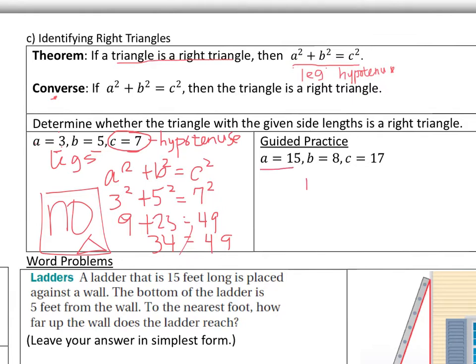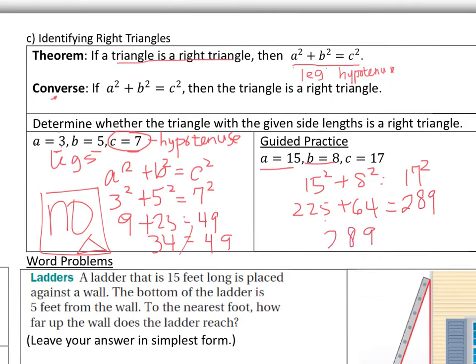Okay, A is 15, so 15 squared, plus B is 8 squared, equals 17 squared. 225 plus 64 equals 289. You can go ahead and add the left-hand side, and they are equal. So here we have a right triangle. Yes, right triangle. Here we should draw a right triangle to be clear. Okay, so a right triangle.